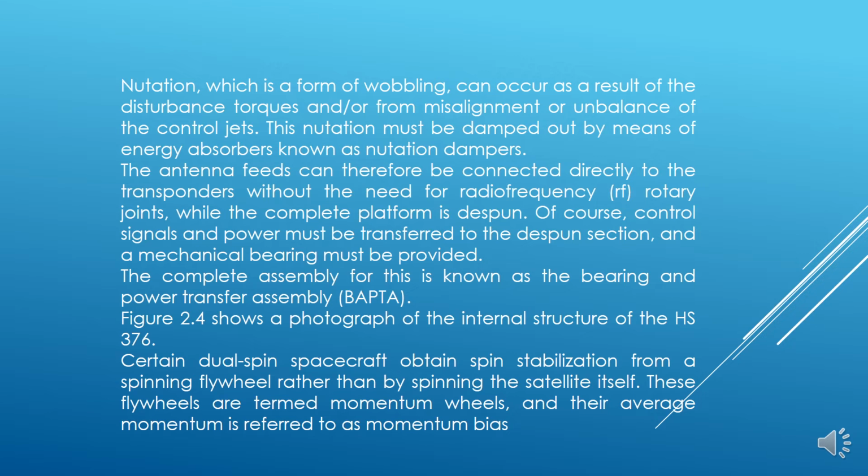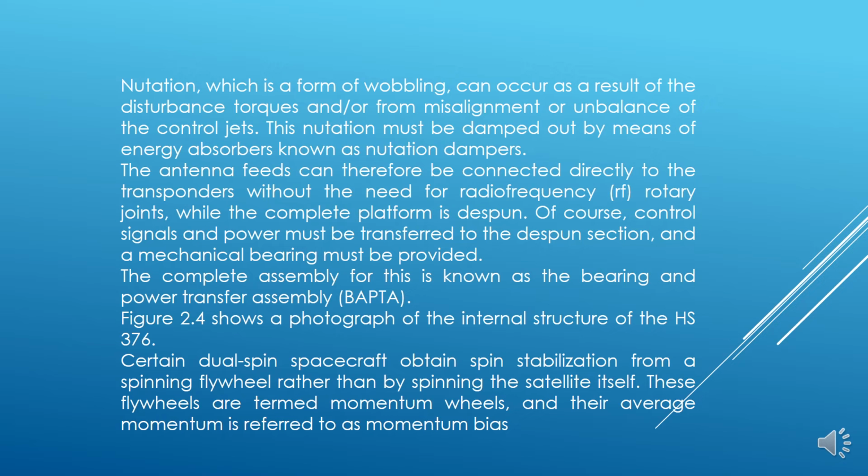The antenna feeds can therefore be connected directly to the transponders without the need for radio frequency (RF) rotary joints. While the complete platform is despun, of course, control signals and power must be transferred to the despun section, and a mechanical bearing must be provided. The complete assembly for this is known as the bearing and power transfer assembly, BAPTA. Figure 3.4 shows a photograph of the internal structure of the HS-376.